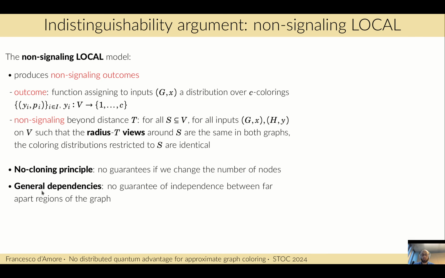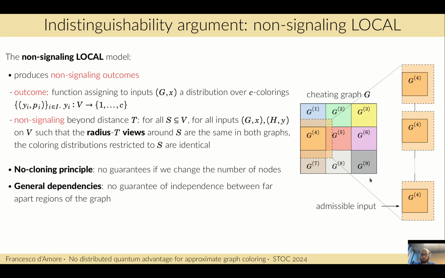Also, in the non-signaling local model there might be dependencies among faraway parts of the graphs, because the non-signaling local model generalizes also the idea of shared resources like shared randomness or shared entanglement or whatever. So this idea of taking a cheating graph where locally the problem is solvable, but globally it is impossible to solve the problem, identifying a bad region and cloning the bad region many times to boost the failure probability in some admissible input is not possible. We cannot do that because we are changing the number of nodes, basically.